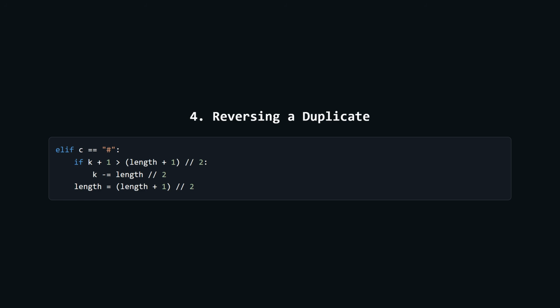When we hit a hash, things get interesting. We find the midpoint. If our target position sits past that midpoint, we shift it backward by subtracting the half length. Then, we update our total length to be that smaller, pre-duplicated size.